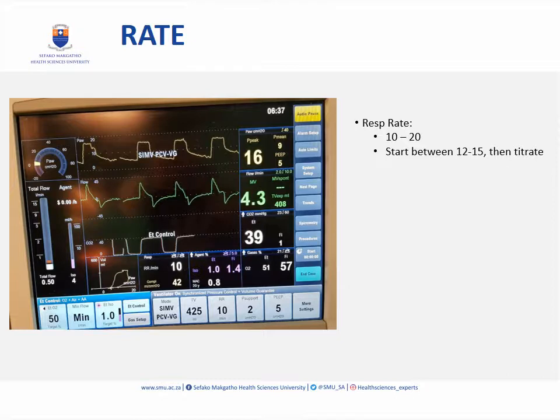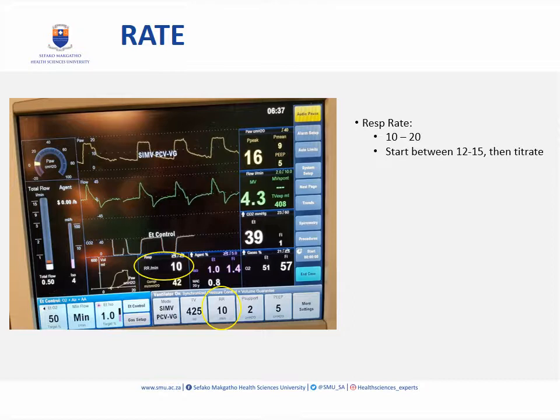As you can see in this example, I have the rate set at 10, there we go, and the end tidal CO2 is 39, and the ventilator tells me that the actual delivered respiratory rate is 10 as well, because this patient is paralyzed and not taking any breaths on his or her own. It's all coming from the vent.